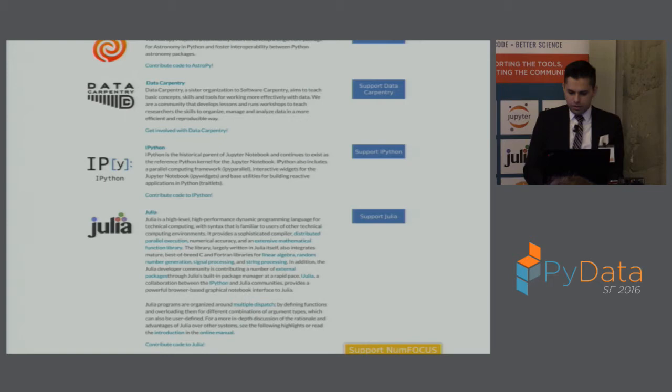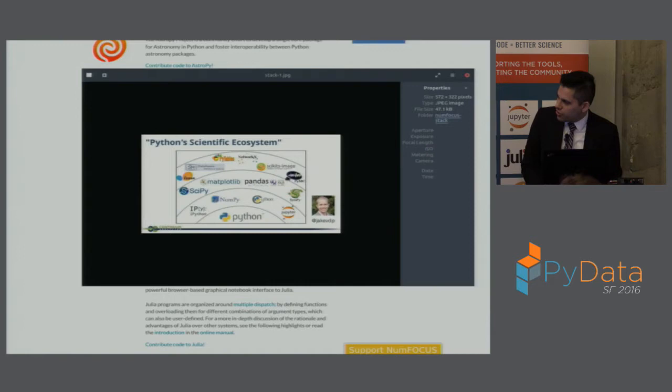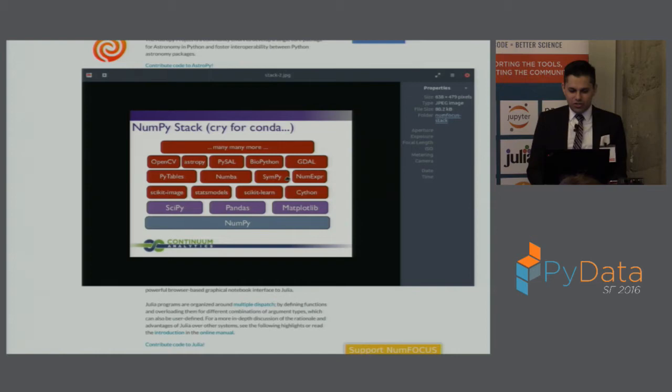Two of them pulled from other presentations. Here's one. I mean, this isn't so bad. The scientific ecosystem, where you can see there are kind of bands or orbits of different projects. And here's another one that's just pretty horrible, because I don't know why Cython sits on top of SciPy, Pandas, and Matplotlib. So I have no idea how these are supposed to be orientated.